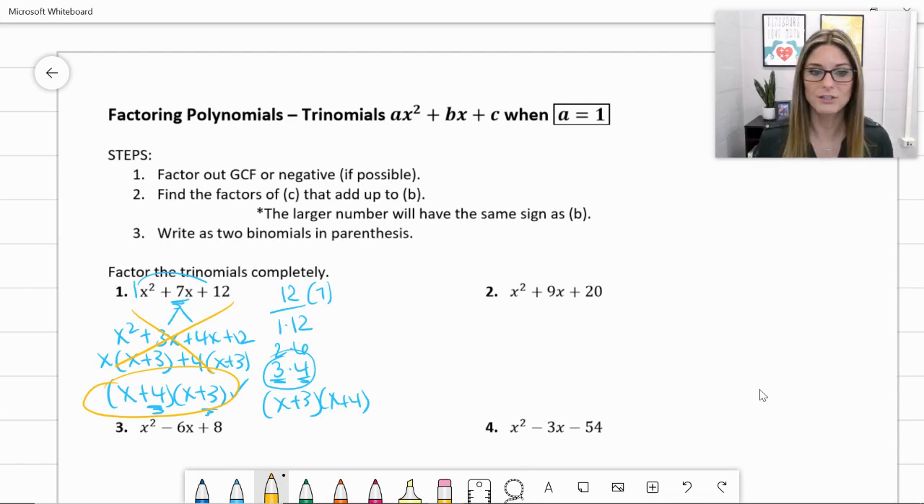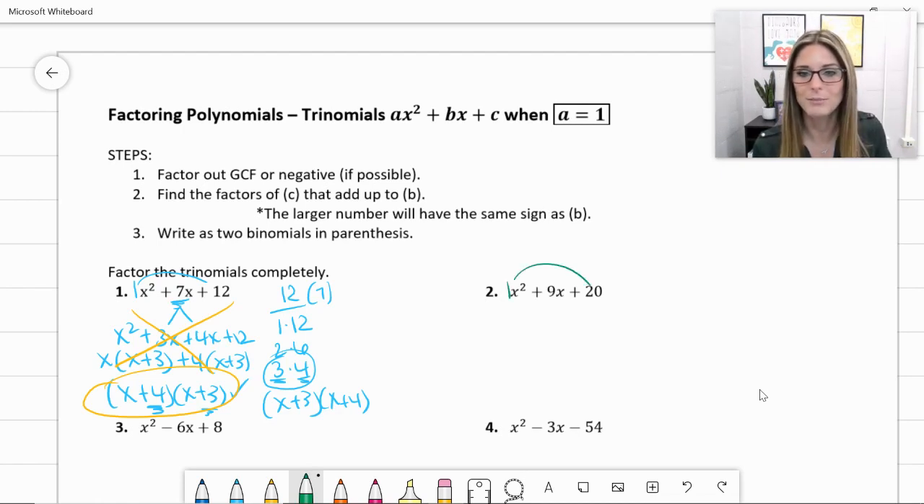And the order doesn't matter. So you can see I wrote first x plus 4 times x plus 3, but remember multiplication is commutative, so the order didn't matter. If you want to put x plus 3 and then x plus 4, it's the same thing. So let's do it again on number 2, x squared plus 9x plus 20.